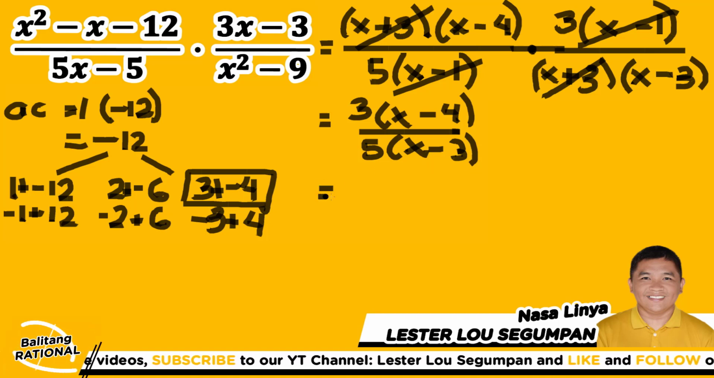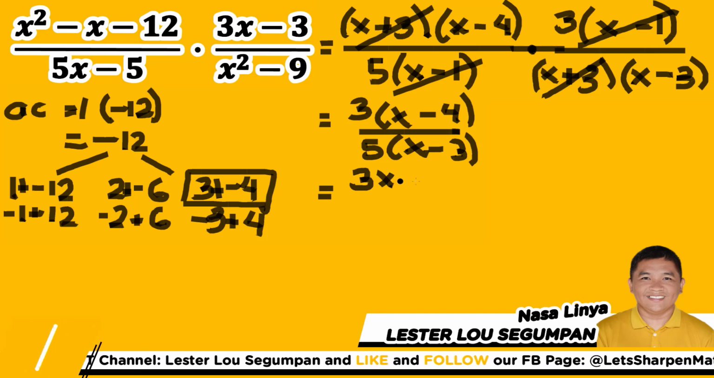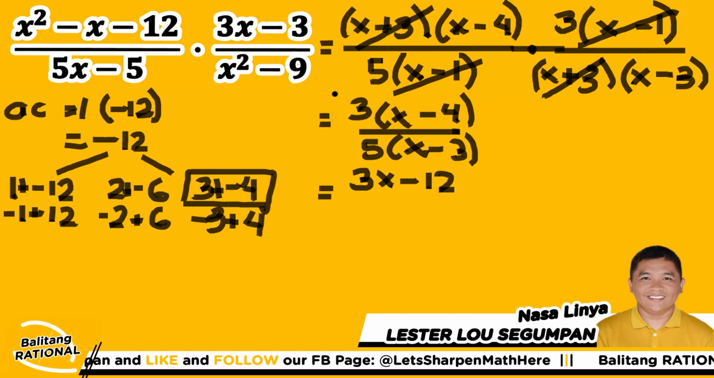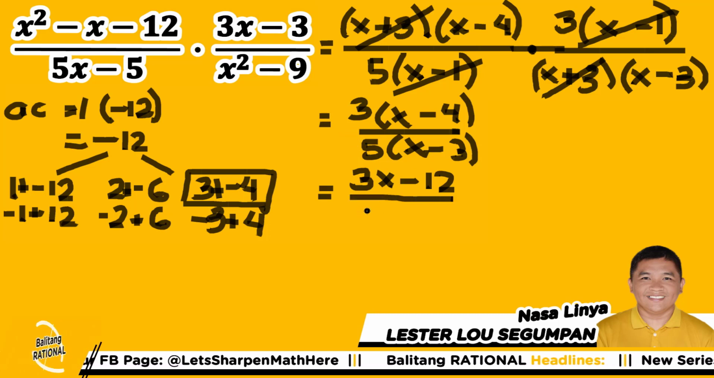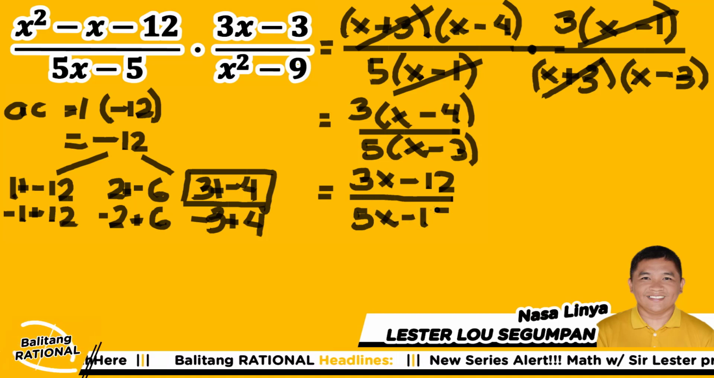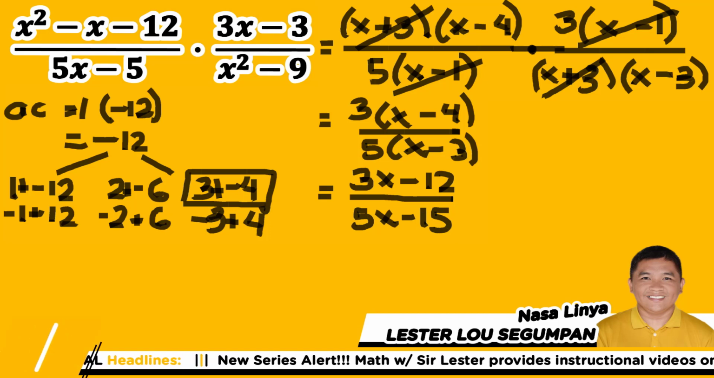Or our final rational expression will be like this. 3x minus 12 as we return the expression or the terms outside using distributive property natin at saka yung sa baba will result to 5x minus 15. So ito po yung tamang sagot.